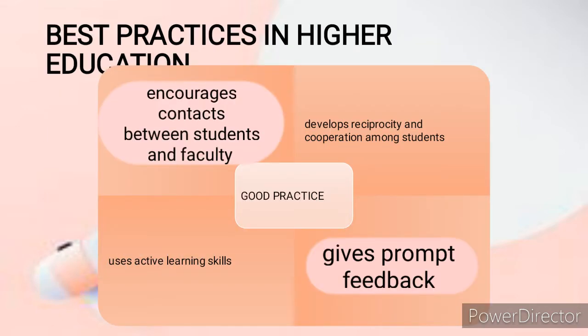Best practices in higher education. So there are four good practices. First, good practice encourages contacts between students and faculty. Second, good practice develops reciprocity and cooperation among students. Third, good practice uses active learning techniques. And lastly, good practice gives prompt feedback.